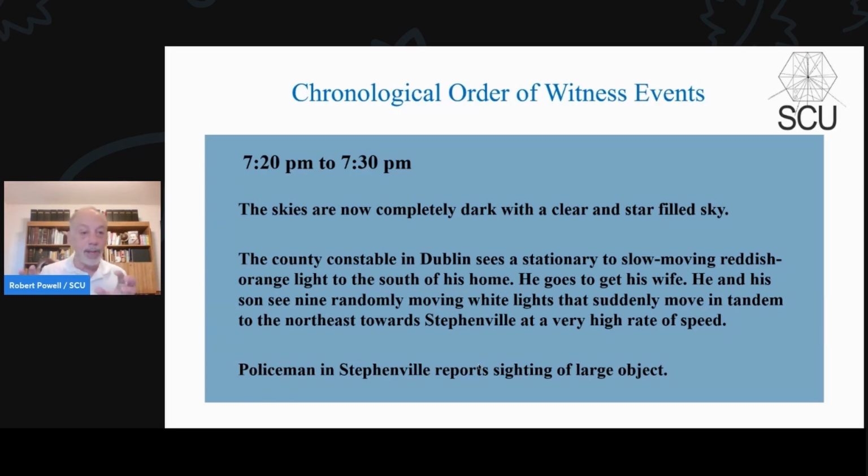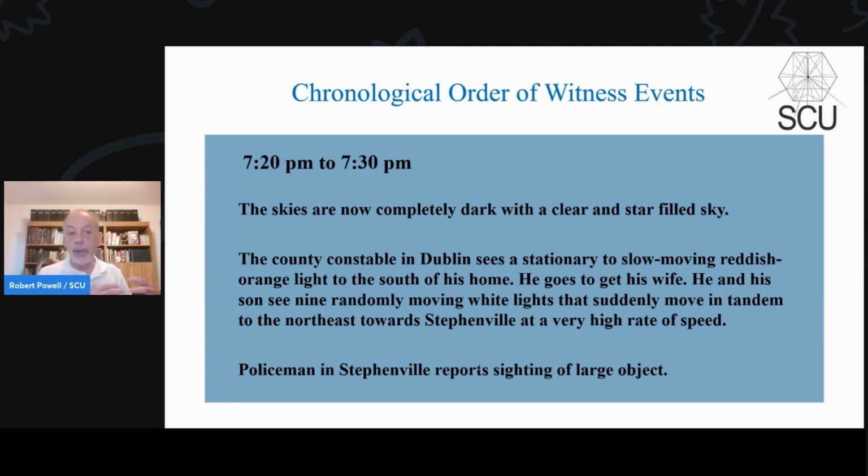His wife is watching her favorite TV show, and she tells her husband, "I don't care about UFOs. I'm not leaving the couch." So he goes, and his 9-year-old son happens to be there, and he says, "Dad, I'd like to see them." So the constable goes back outside with his 9-year-old son.